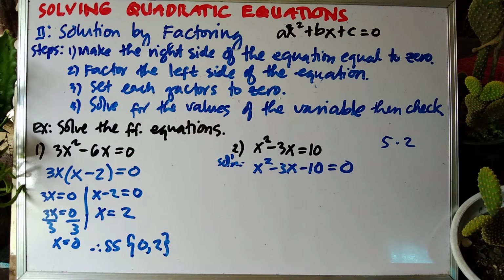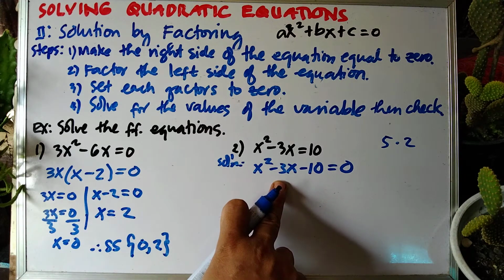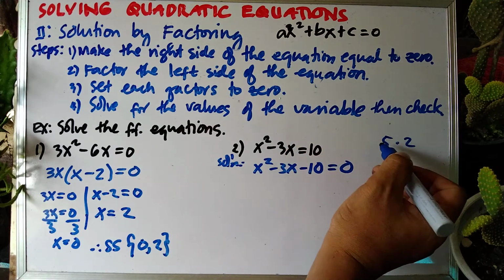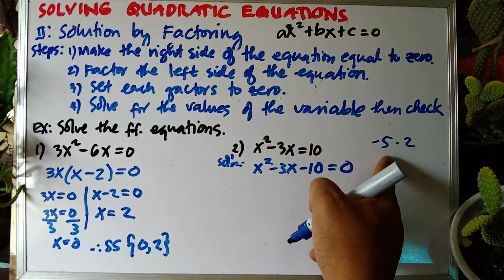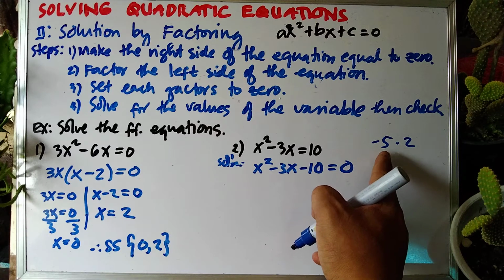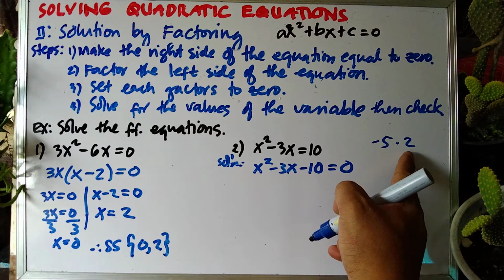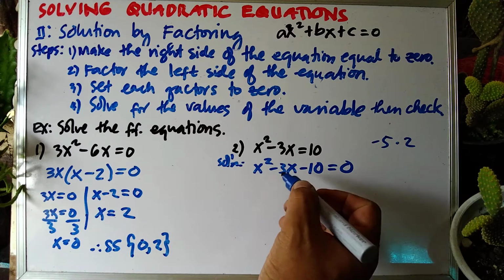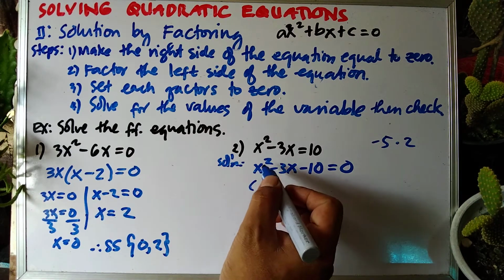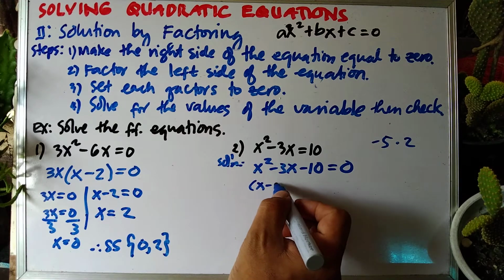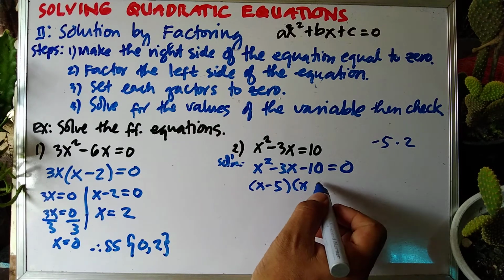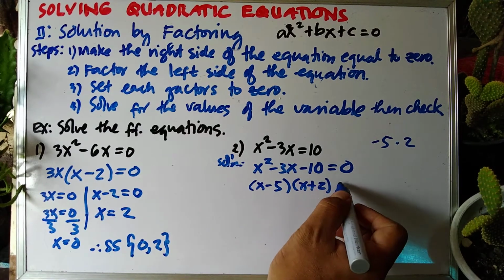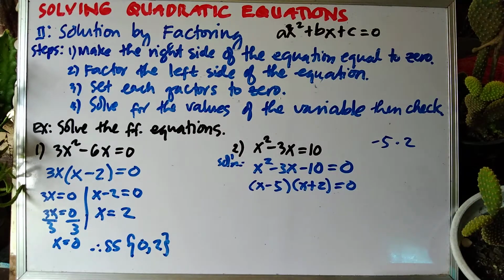But look at the middle term, negative 3. So, 5 should be the negative one, because if you add them, negative 5 plus 2, that is negative 3. Negative 5 times 2, that is negative 10. So, the factor of this is simply x minus 5, x plus 2, is equal to 0. So, we're done with step 2.